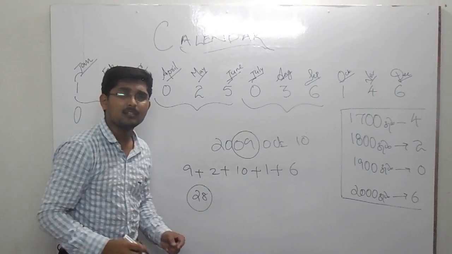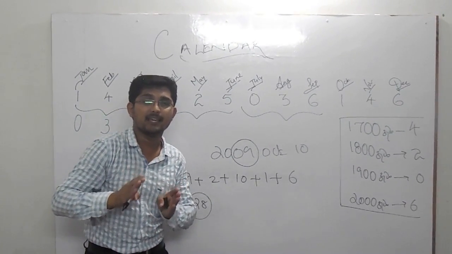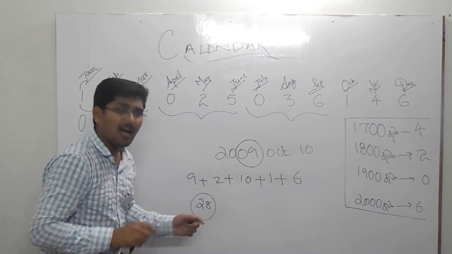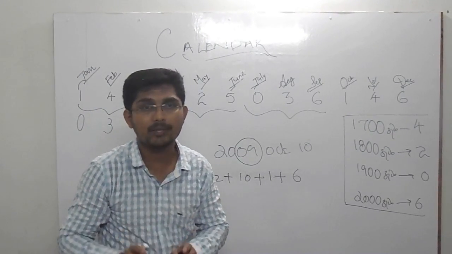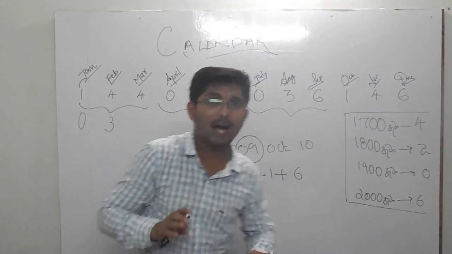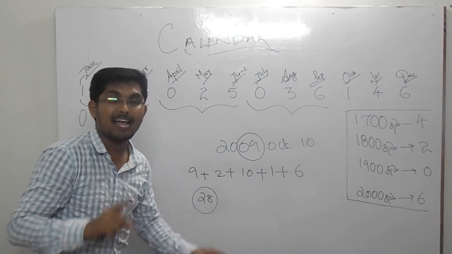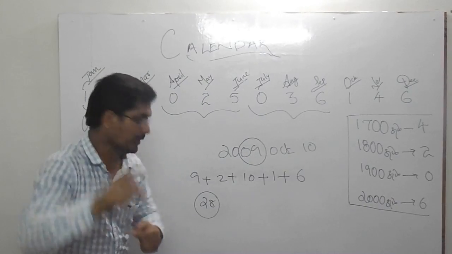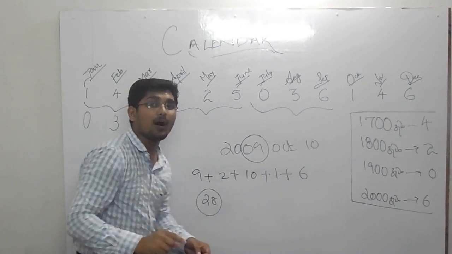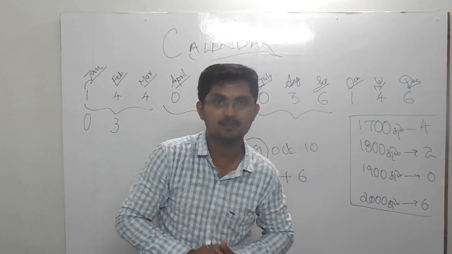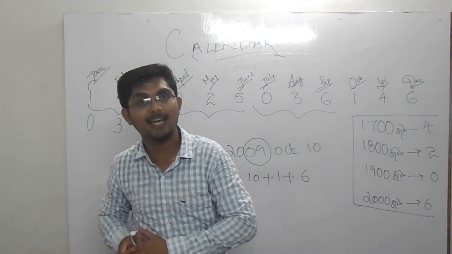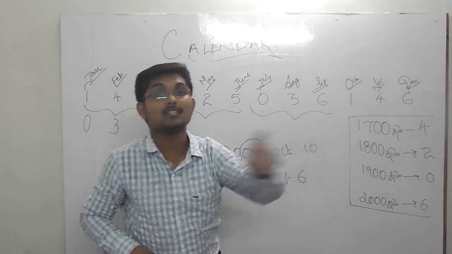This 28 determines the day of the week for this date. How many days are there in a week? 7 days. So divide this number by 7 and the remainder tells us the day of the week. When 28 is divided by 7, the remainder is 0. If the remainder is 0, then the day is the last day, that is Saturday.